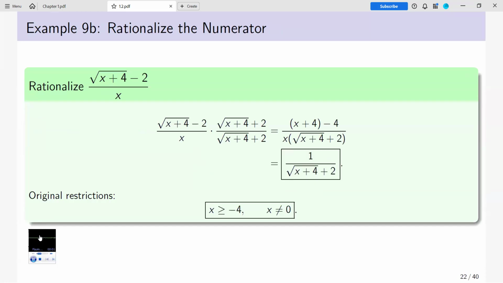Multiplying by the conjugate turns the numerator into x, which cancels with the denominator. This maneuver will later be useful in difference quotients, where radicals often pretend to be obstacles.